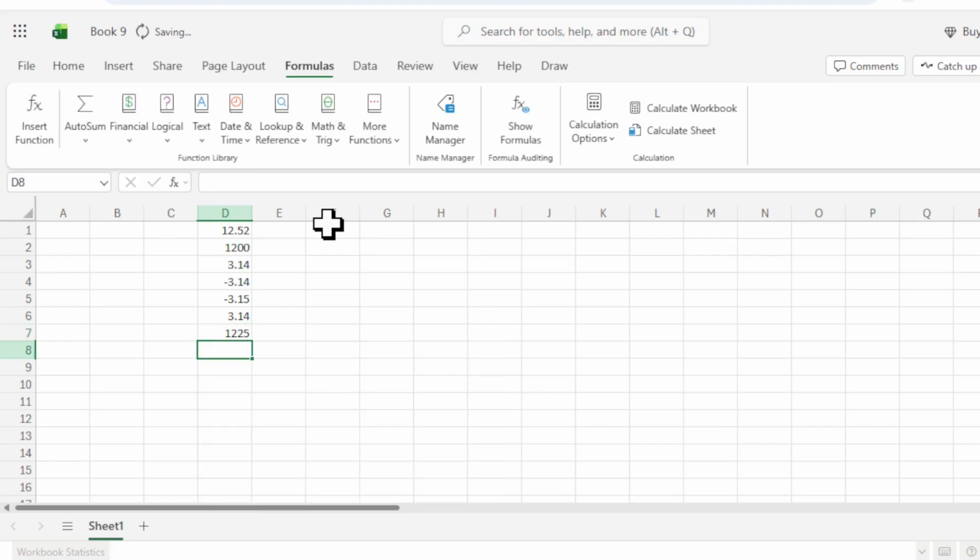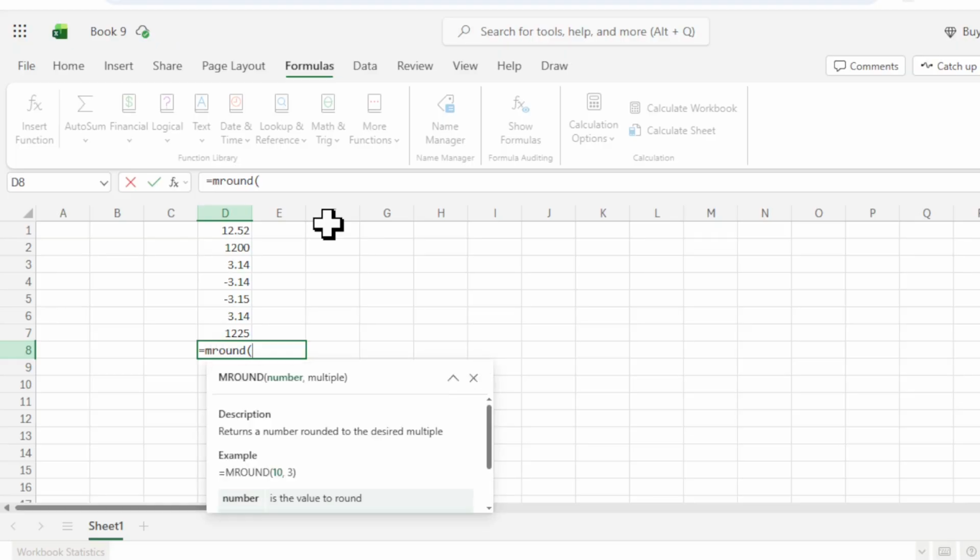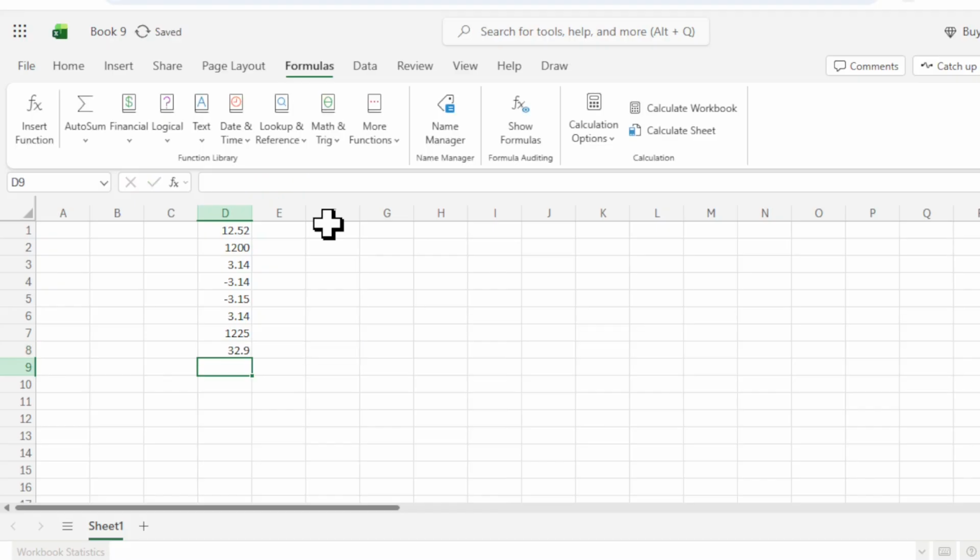1225. Okay, but it can be a weird number like equals MROUND of 33.2, and I want it rounded to the nearest 0.4 or 0.7, which I have no idea what it should be, but you can see it rounded it down towards 32.9. 32.9 is an integer multiple of 0.7.